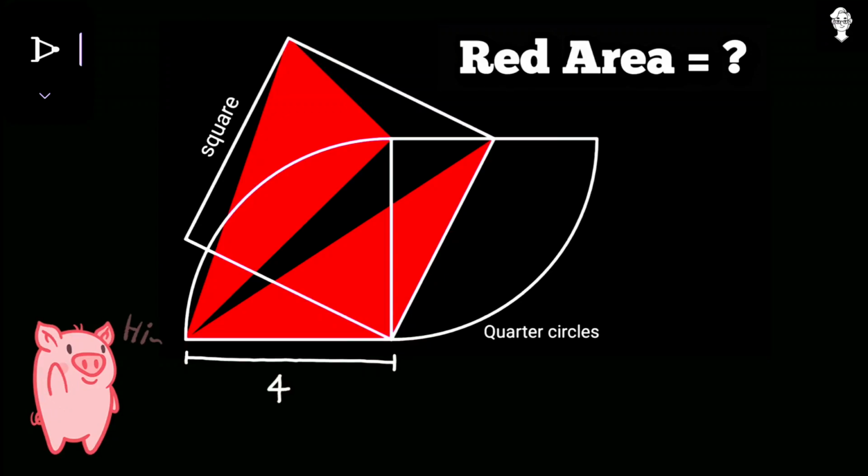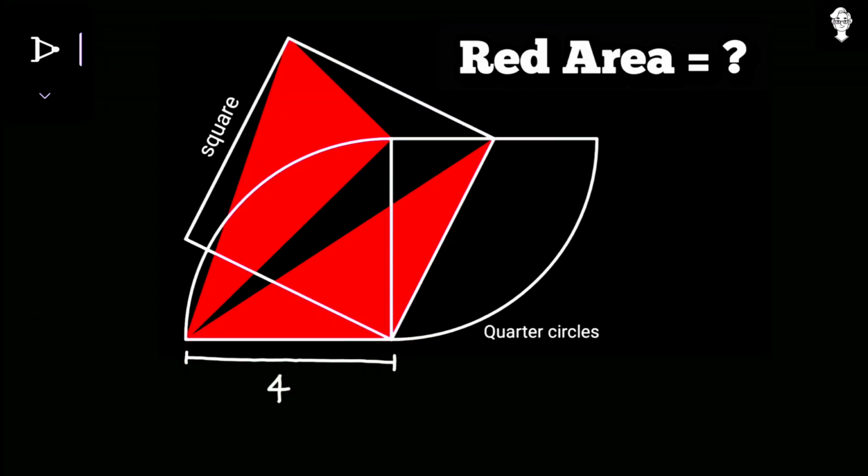So today we have a cool geometrical problem. The given diagram is on the screen. These two sectors are quarter circles. This quadrilateral is a square. All you have to find is the combined area of these two triangles, that is equal to the red area. So let us see the solution.